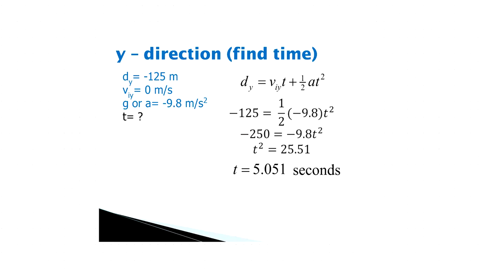One step that is very important to pay attention to is that when we get here and there's time squared being equivalent to 25.51, you have to be mindful that we still have to use inverse order of operations in order to get rid of or cancel out that square on the time. Once we go in and take the square root of both sides, we end up with time being equal to 5.051 seconds.